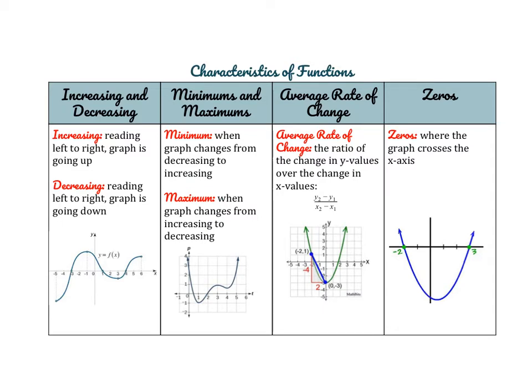Okay, so now we're going to move on to talking about a few different defining characteristics of functions. We're going to learn how to describe where a graph is increasing and decreasing, where the minimums and maximums are. We're going to learn how to find the average rate of change between 2 points, and we're going to learn how to find the zeros. So let's start with increasing and decreasing.